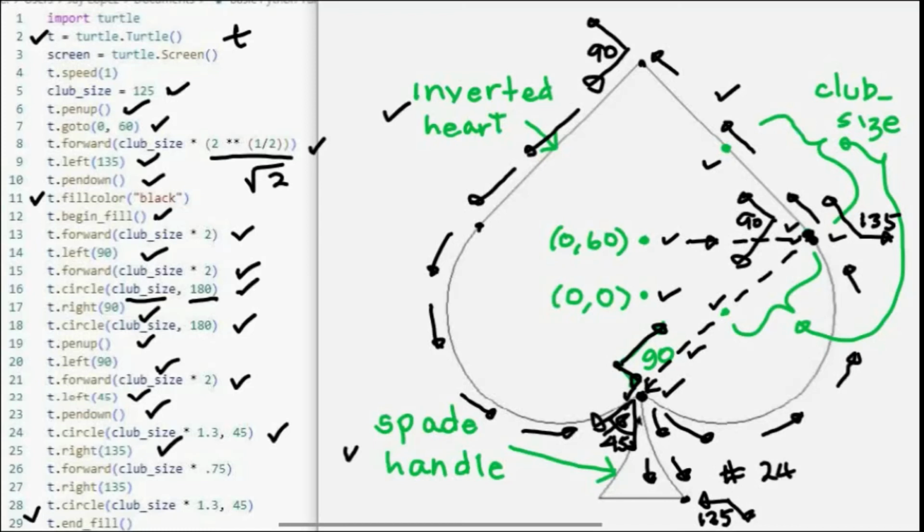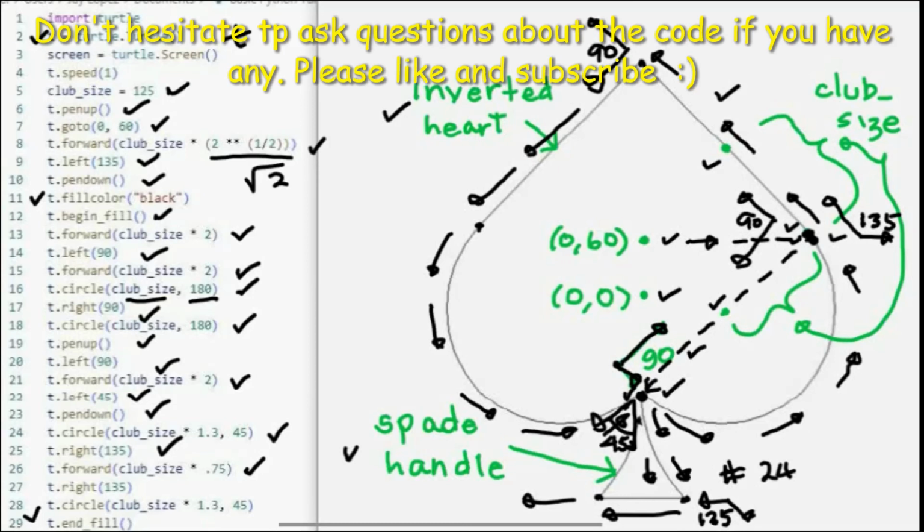And then at this point, I go a distance club size multiplied by 3 over 4, or 0.75. And then at this point here, the direction of the turtle is like this, but I don't want that. I want the direction of the turtle to be towards the upper right corner, and that's going to be 135 degrees. That is command number 27. And then I draw the second arc.